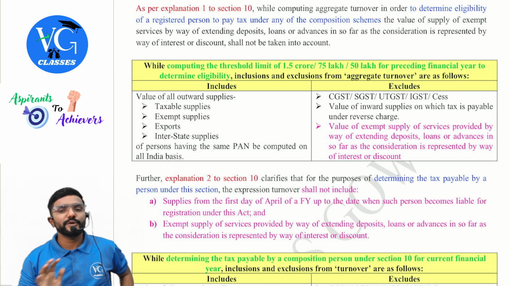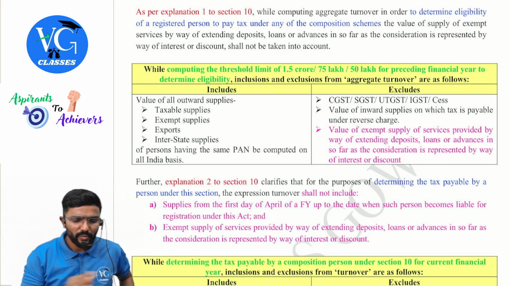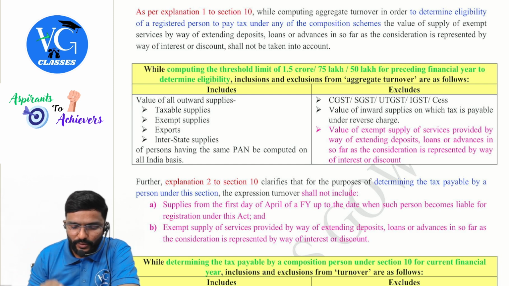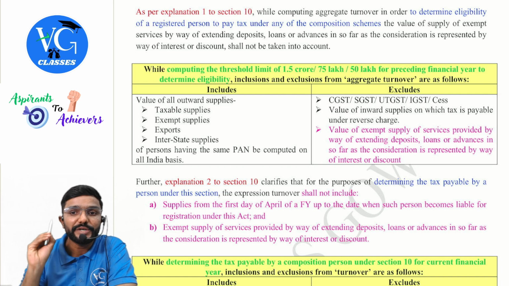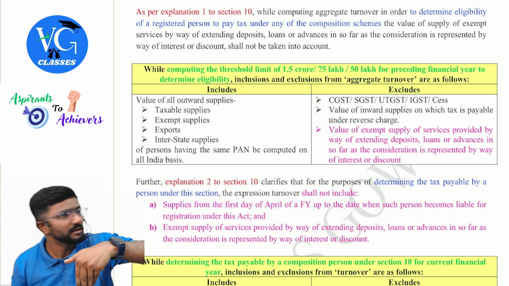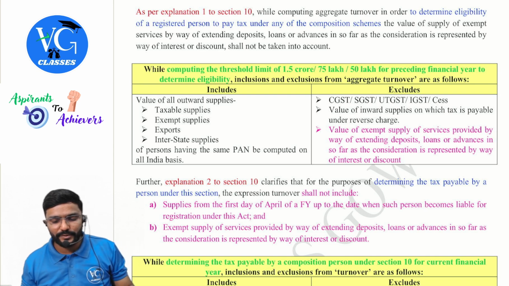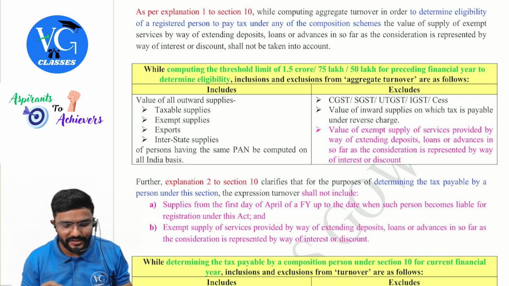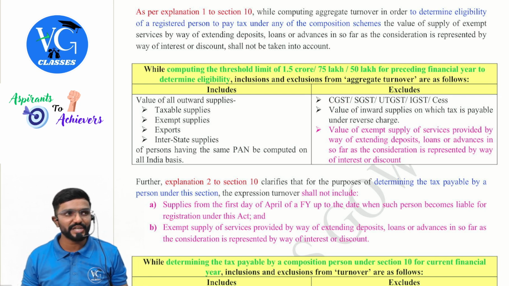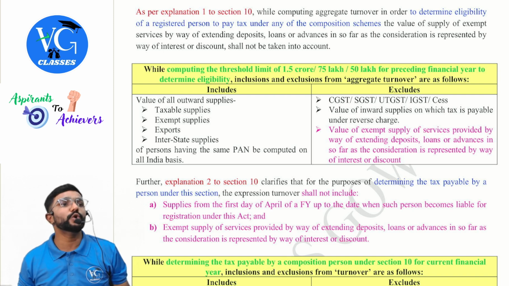Now, only for composition scheme purpose, they have given some explanation. This is only for composition scheme purpose. What is it, sir? Explanation 1. As per explanation 1 to section 10, while computing the aggregate turnover in order to determine the eligibility. Guys, to determine eligibility, which year turnover will we check? This year? No, last year. Of a registered person to pay tax under any of the composition scheme, the value of supply of exempt service by way of extending deposit, loans or advances insofar as the consideration is represented by way of interest or discount shall not be taken into account.